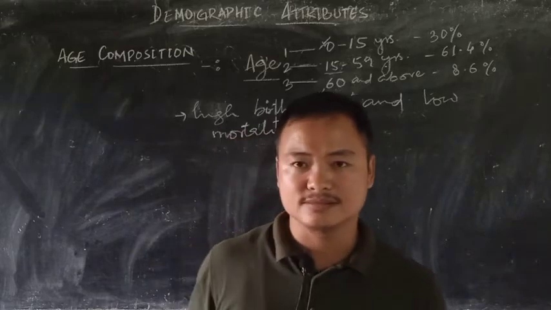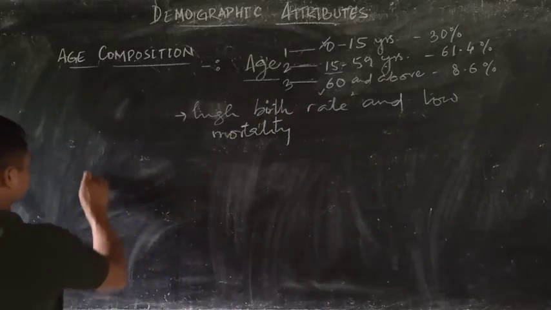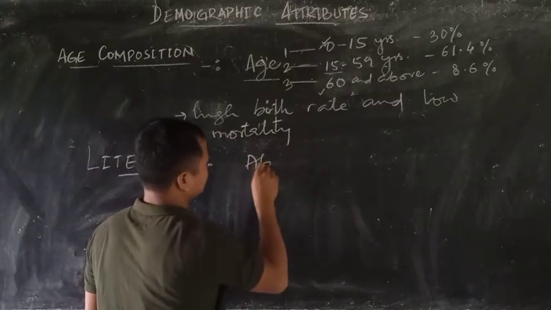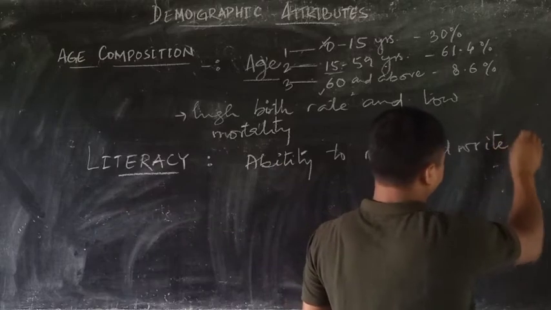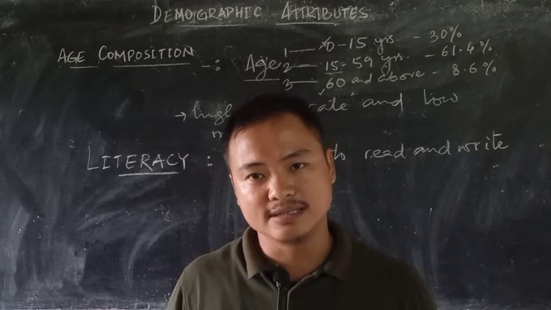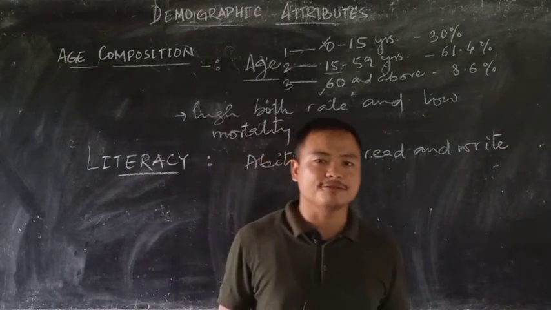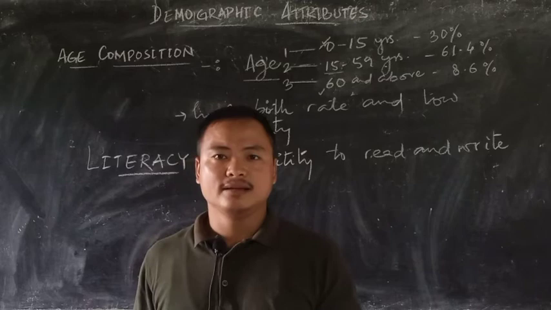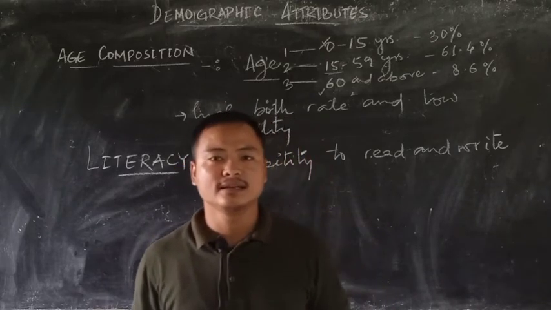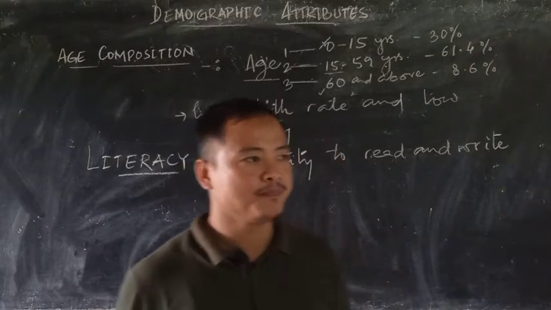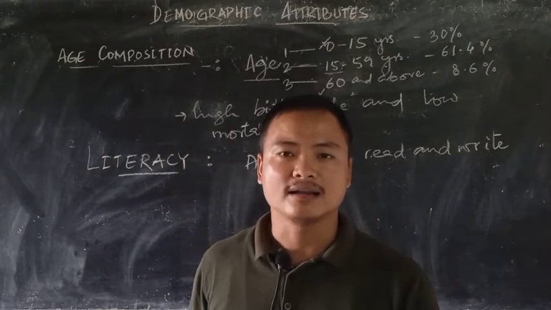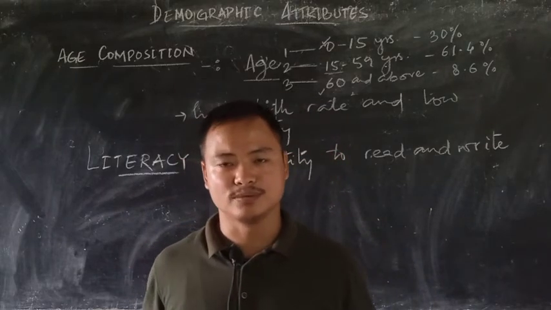Now the second topic for today's discussion is literacy. When we say literacy, it is the ability to read and write. The ability to read and write is what we call literacy rate or literacy level. But then again, not all age groups can be included in this literacy rate, because very young children, like 0, 1, 2, 3 years old, are not able to read and write so properly.